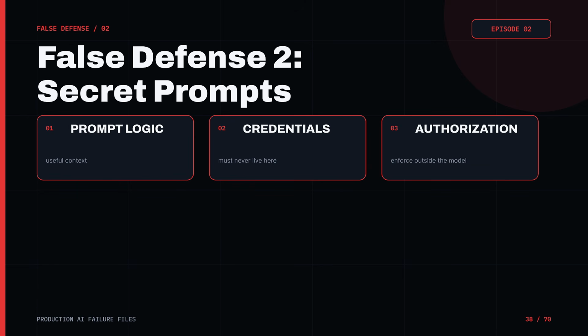False defense 2 is keeping the system prompt secret. Your prompt may contain useful product logic, but secrecy does not make it a security boundary. Do not place credentials, private keys, or access rules inside a system prompt and assume the model will protect them. Authorization belongs outside the model.